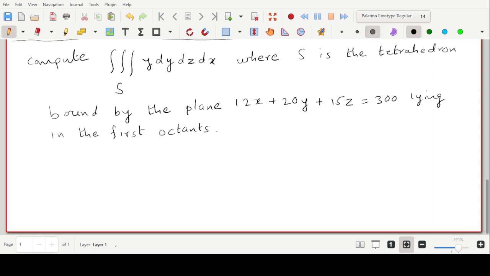Alright, so now first we have to draw that solid, and once we draw the solid we have to decide, in that solid, what are the values between which x, y and z vary, so that we can set the limits for each of the variables and then compute the integral. Okay, so now let me draw here the octant.